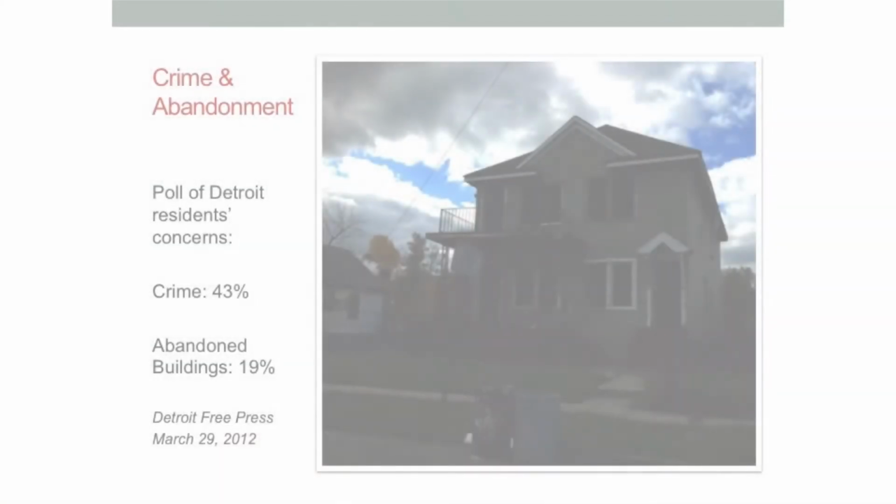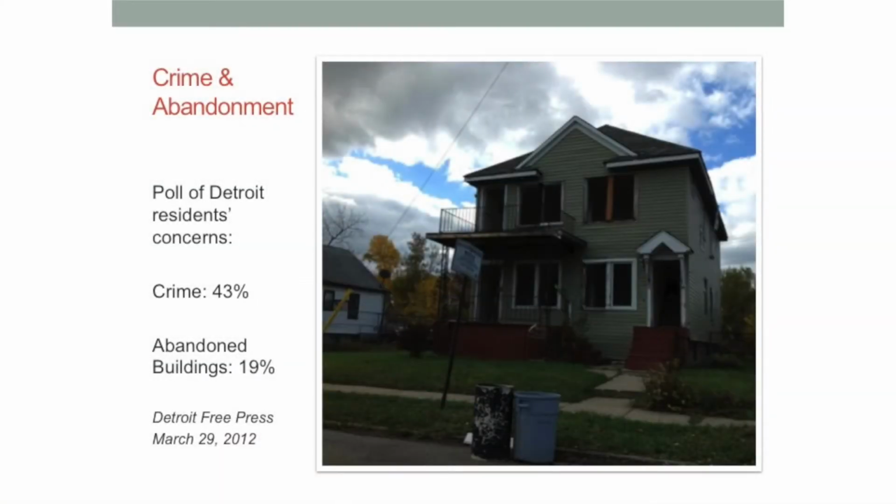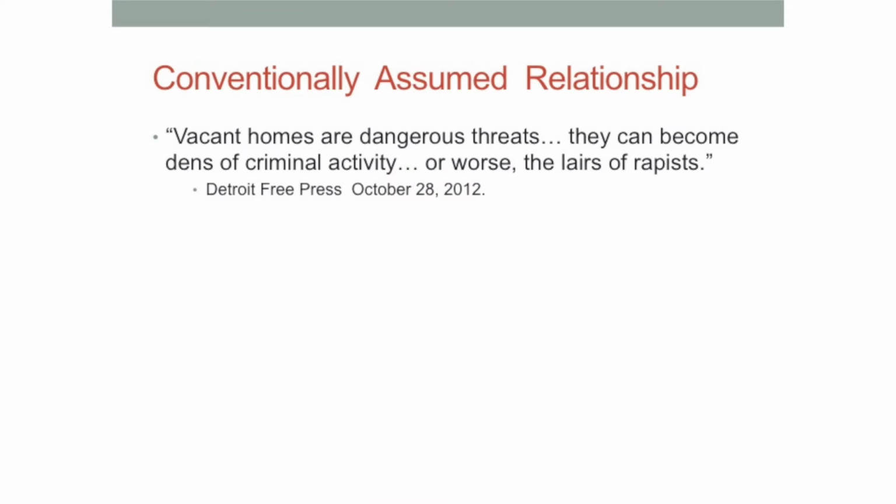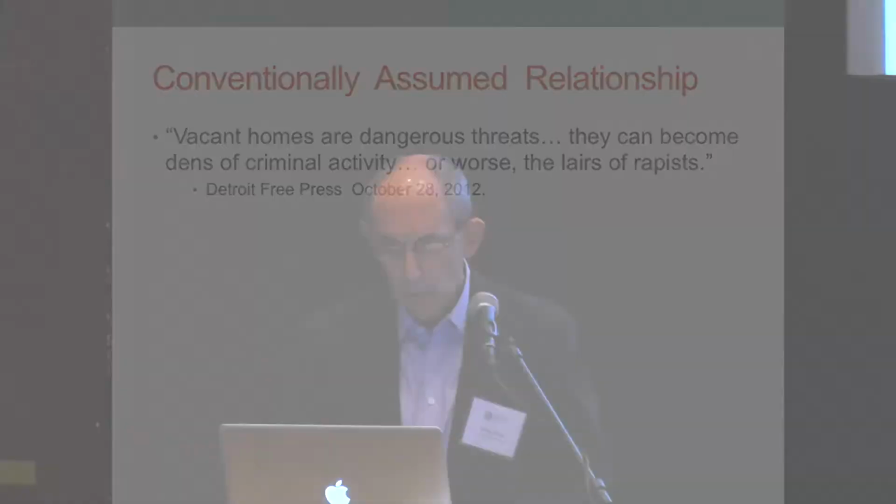A recent poll of Detroit residents places abandoned buildings and crime as by far the two most major concerns of quality of life. And not only are they the two major concerns, but other types of studies have suggested there was a relationship between them. So we see, for example, in the Detroit Free Press recently, the comment that vacant homes are dangerous threats. They can become dens of criminal activity, or worse, the lairs of rapists. And thus it's motivated a highly publicized campaign to knock down blighted structures, to clear the landscape of these vestiges of neighborhoods to create essentially open prairie.